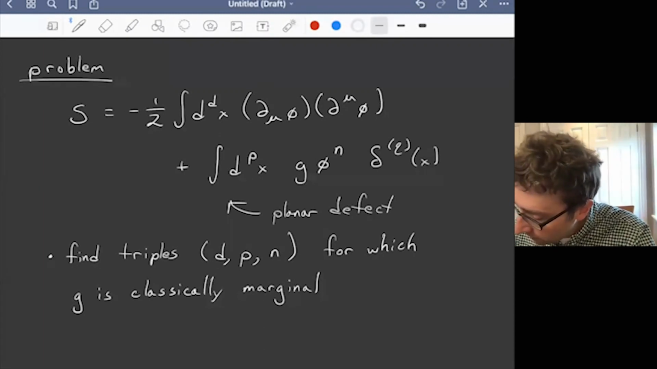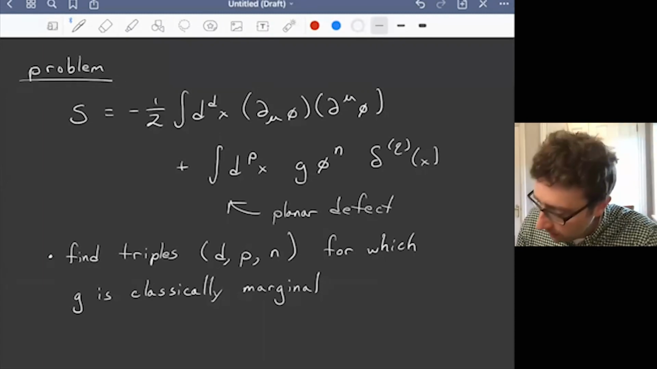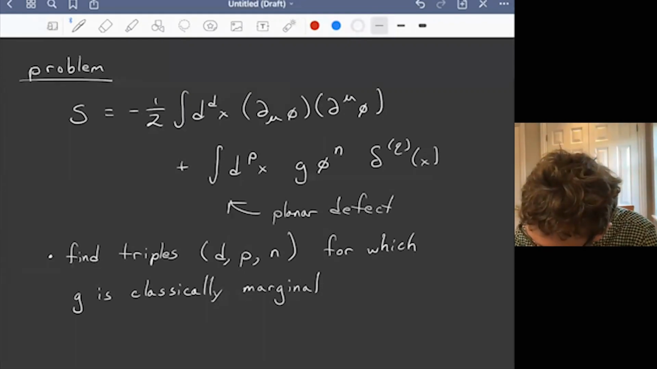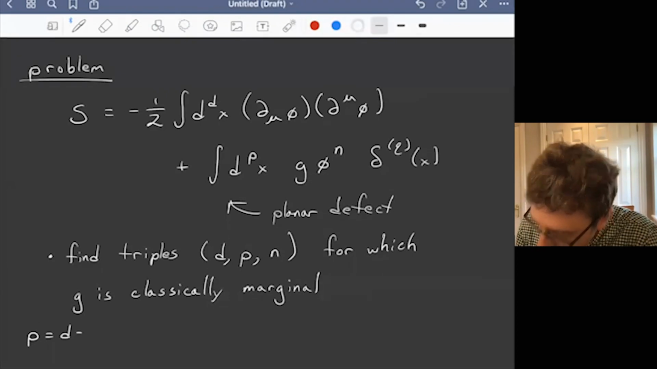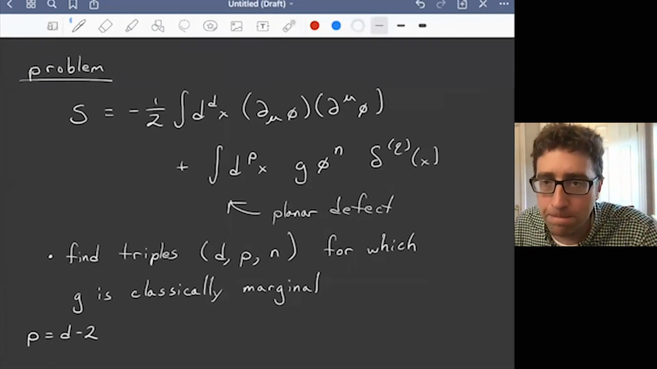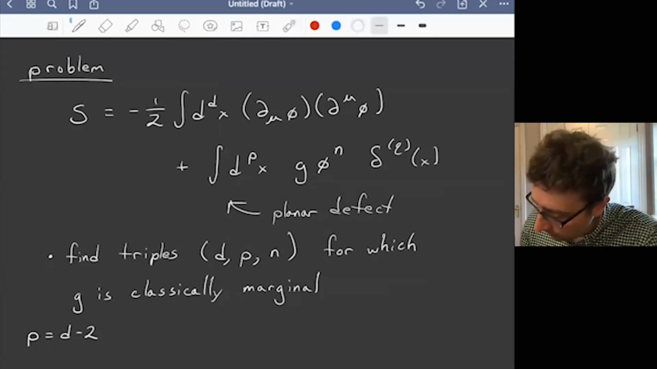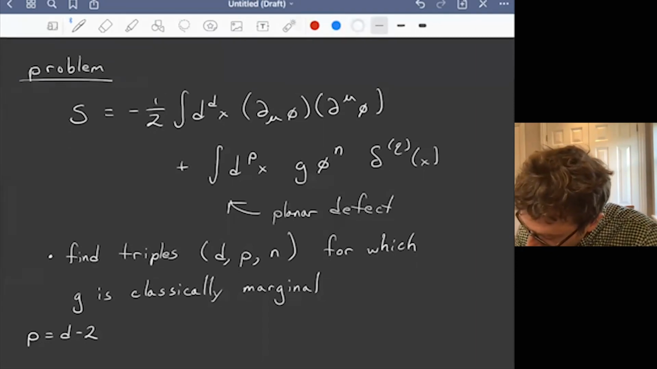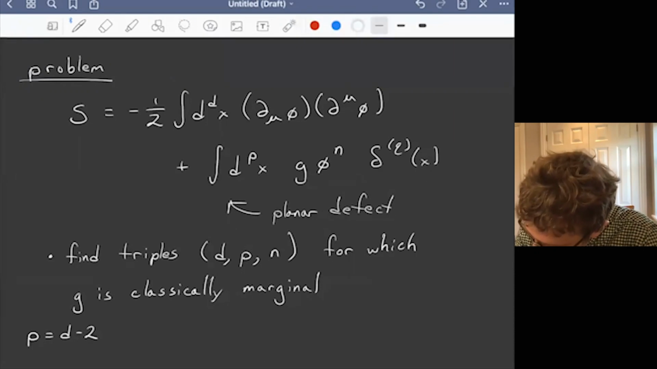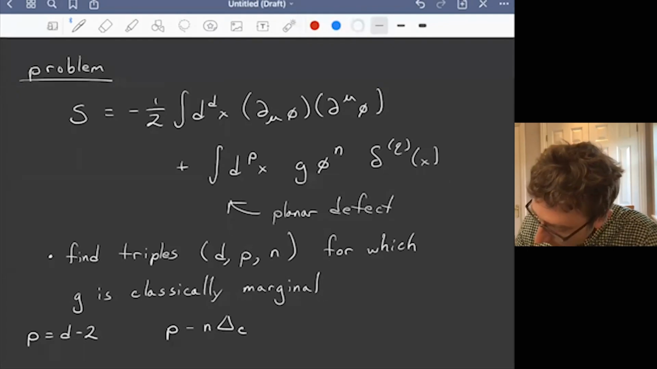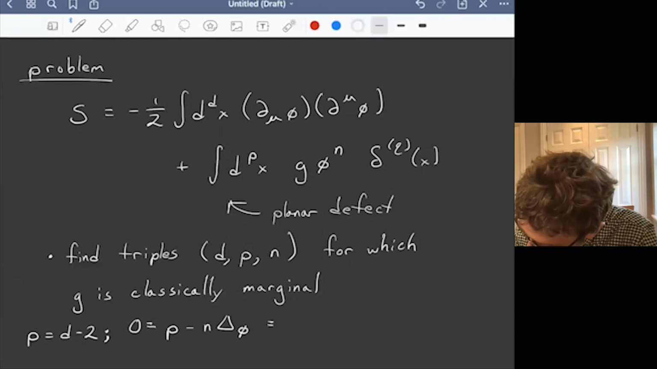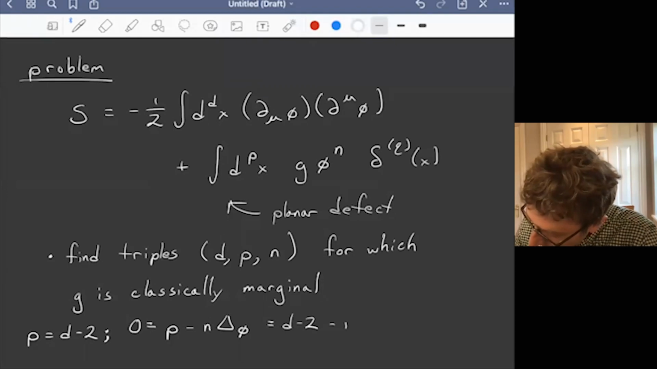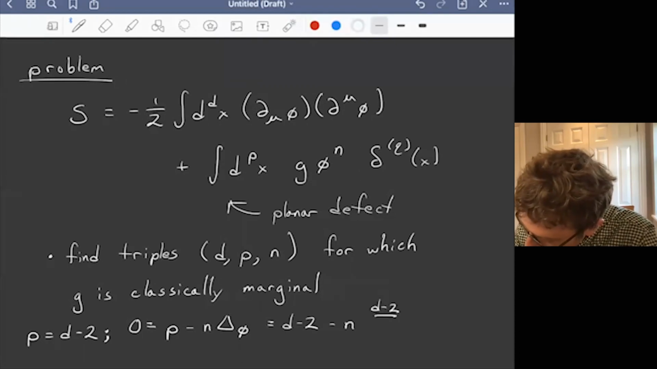I'm not going to work it out for you exactly, but I'll point out a few nice examples. So one is when p is equal to d minus 2, when you have a codimension 2 setup. So there's two normal directions to your defect. So in this case, the condition for marginality, it's not d minus n delta phi anymore, it's p minus n delta phi. This is what has to be 0. So in this case, p is d minus 2, and then delta phi is still what it used to be, d minus 2 over 2.